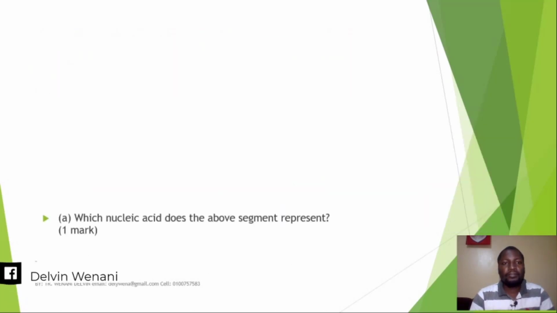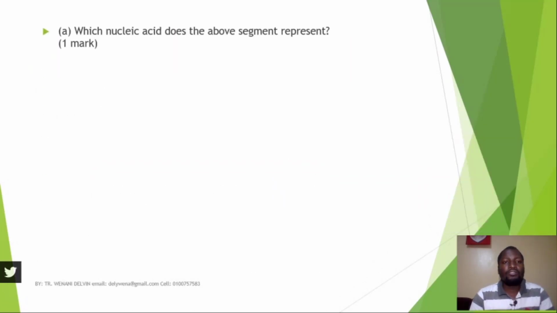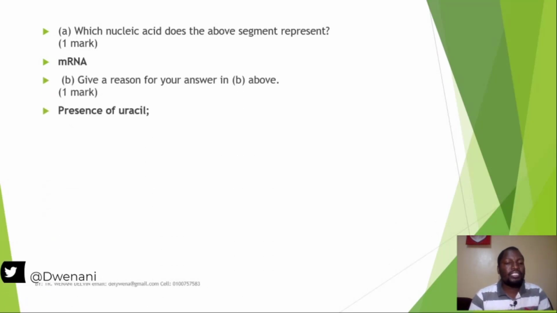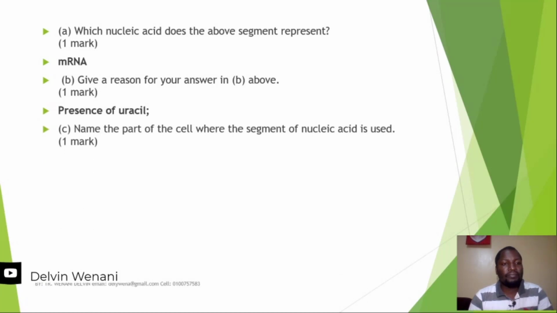So, first question. Which nucleic acid does the above segment represent? And this is because of U, this one is messenger RNA. What is the reason? Presence of uracil. Name the part of the cell where the segment of nucleic acid is used. Ribosome or cytoplasm.